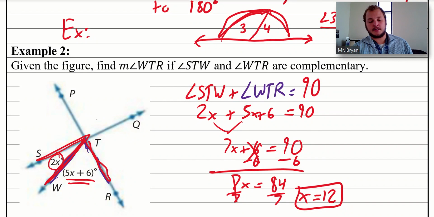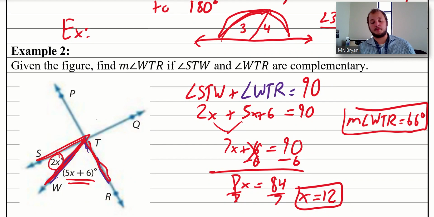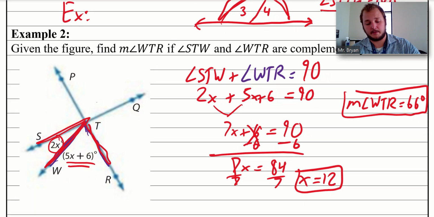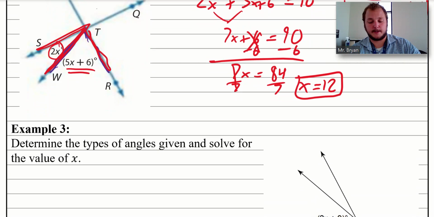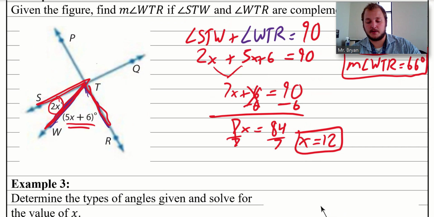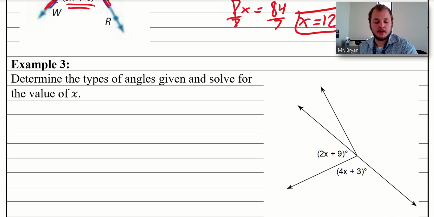Again, it's not asking that, it's asking for the measure of angle WTR. So I would go ahead and plug that back in, and I'll just tell you this for the sake of time. Measure of angle WTR, once you plug that back in, would be 66 degrees. Okay, and you can check that, and you can plug back in for the other angle as well and ensure that they do add up to 90, which in this case they do. But like I said, we're on a little bit of a time crunch. This video is going pretty long, so I don't want to have you spend too much time on that. Okay, so x equals 12, and then you do need to write that final answer. WTR equals 66.